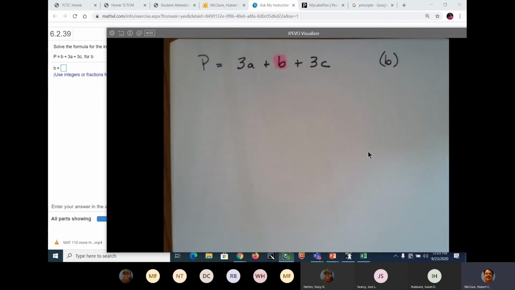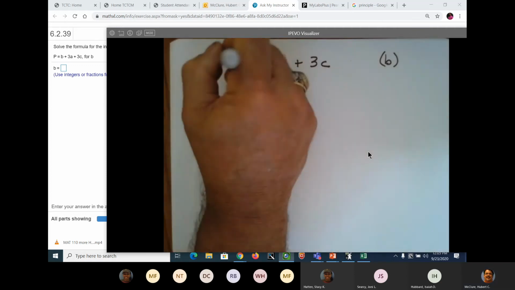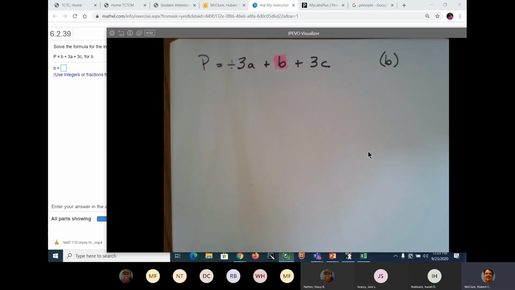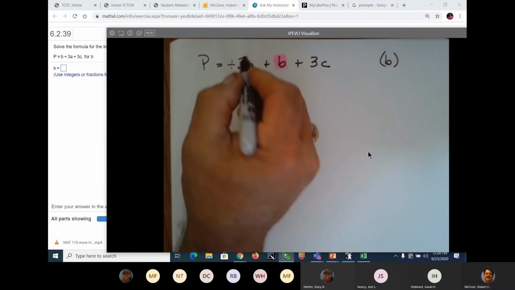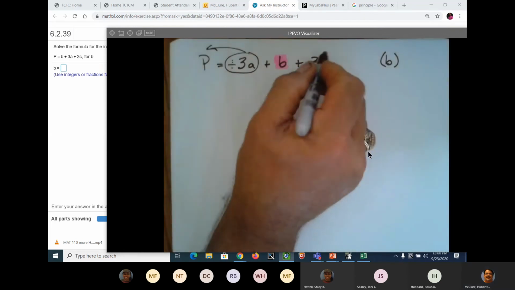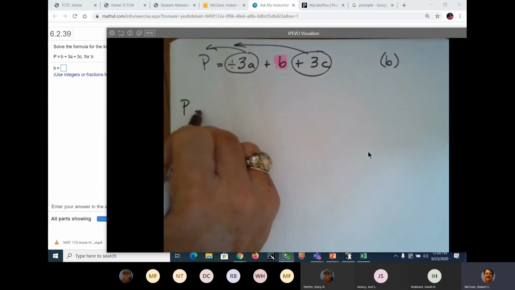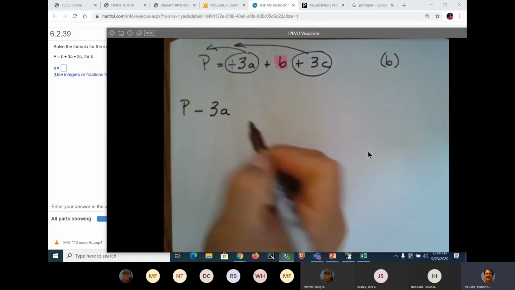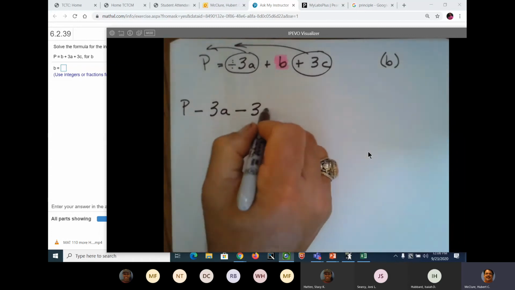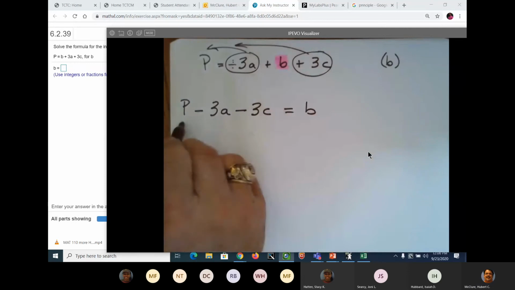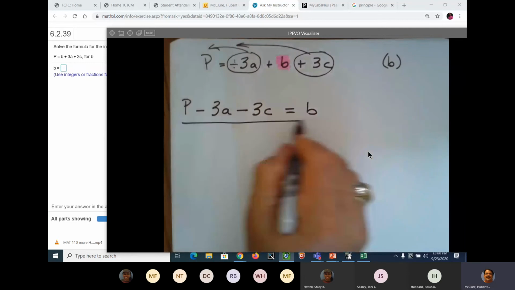So I've got to get rid of 3c, a positive 3c, and a positive 3a. How did I get rid of both? I take them across the river. And that becomes P minus 3a minus 3c is equal to b.